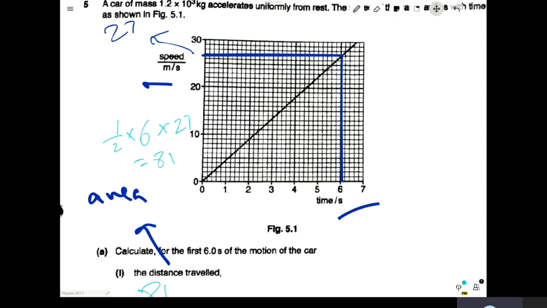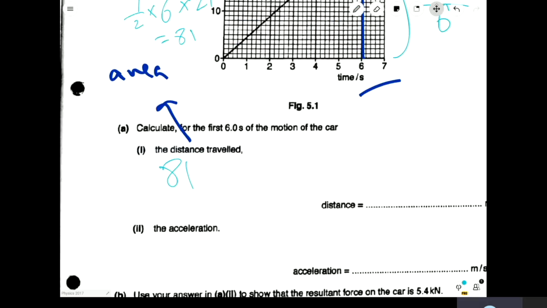How to find acceleration? The gradient. So to find the gradient, rise over run. The rise is 27, the run is 6. So 27 divided by 6 using the calculator. The calculator says 4.5 meters per second squared.